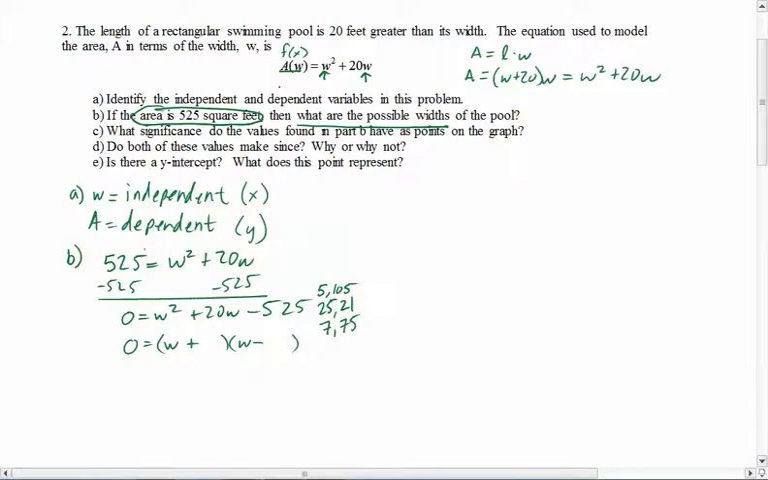So we just have to keep looking until we can find two things that multiply together to give us 525. Now, if this is taking too long for you and you're really getting annoyed with the fact that you can't figure it out, you can always just use the quadratic formula. All right?